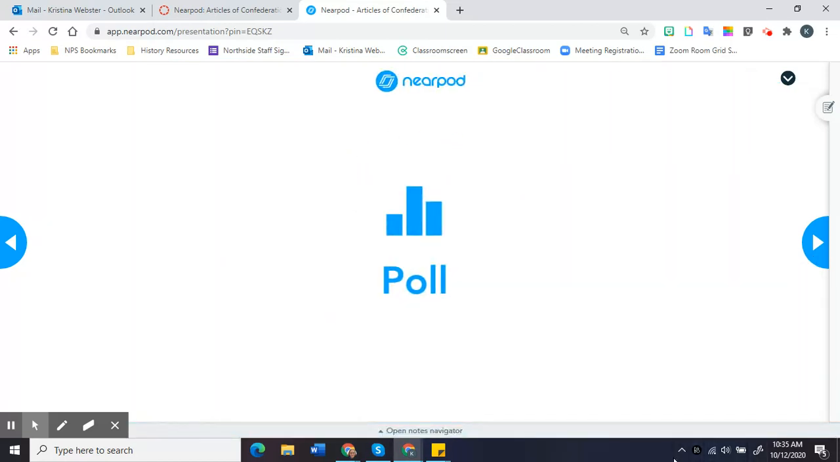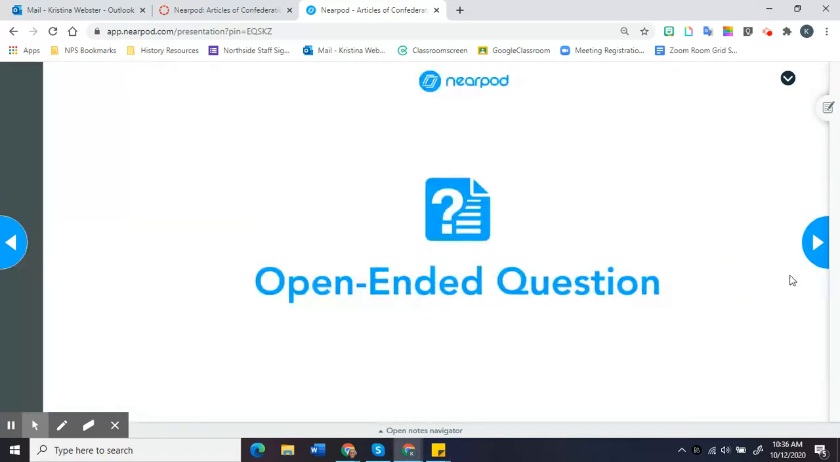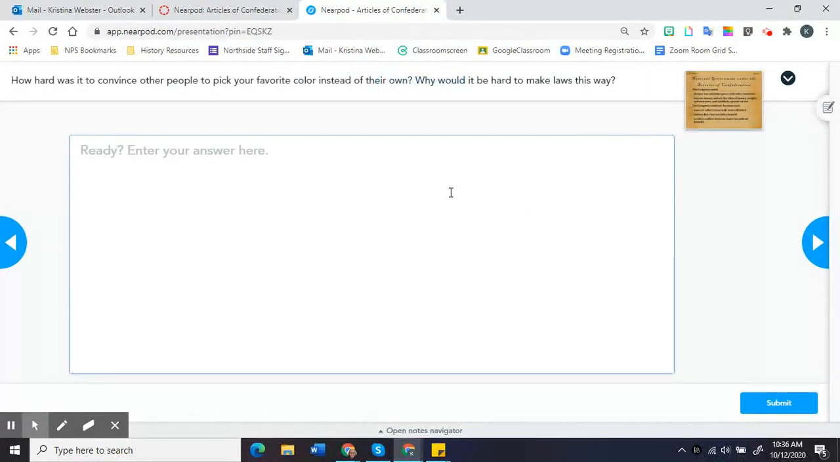Another poll. What is your favorite color? Make your choice, then try to convince everyone to agree with you. So we have red, blue, green, purple, black, pink. Okay, open-ended question. How hard do you think it would be to convince people to pick your favorite color instead? Why would it be hard to make laws this way? So if you need a second to answer, pause the video now.